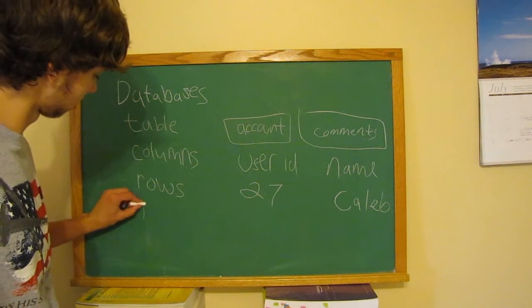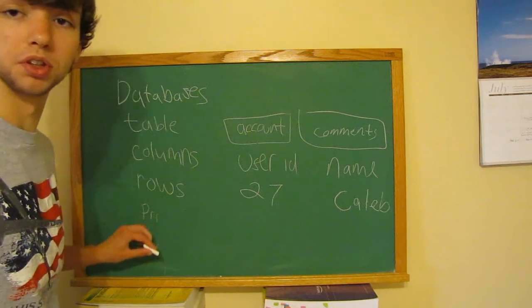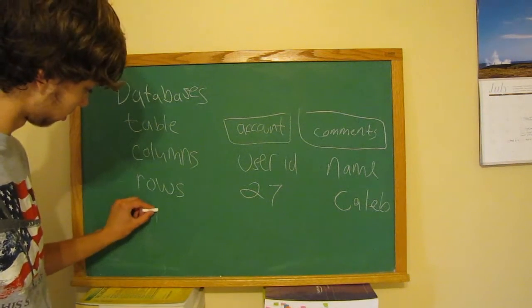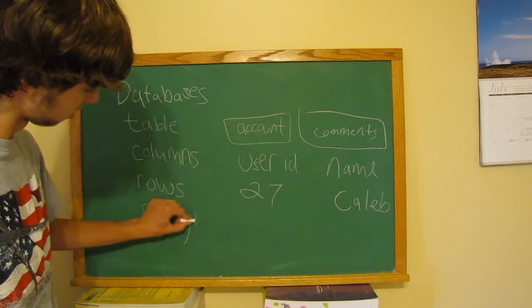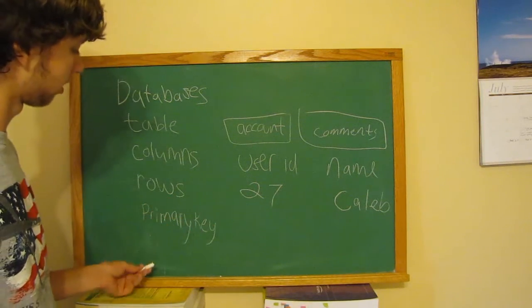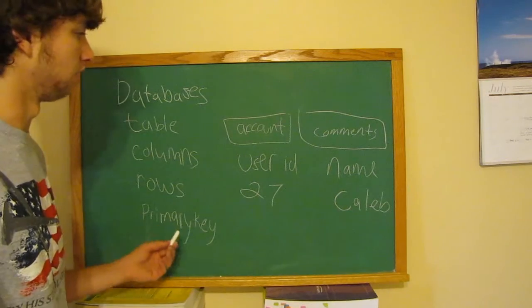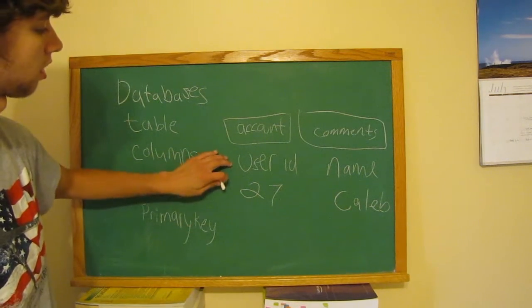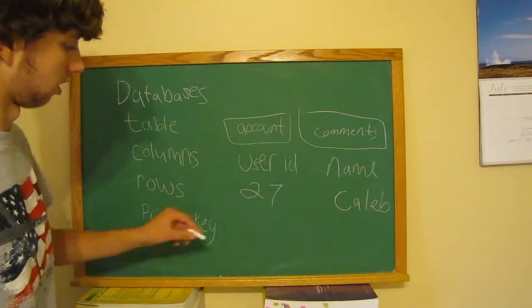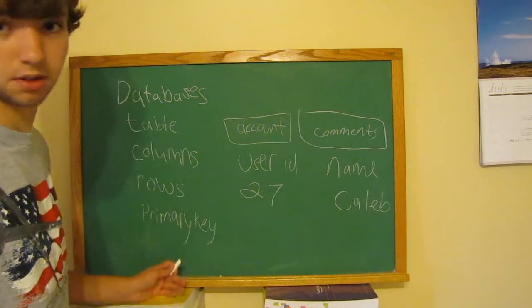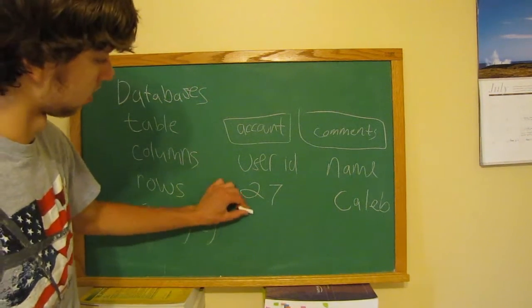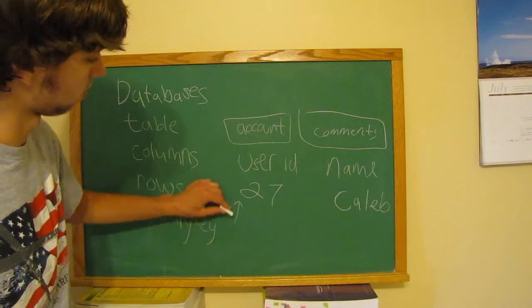Primary key. Do you remember what this was? It's very important. Primary key is what keeps everything unique. So the user ID would be a great primary key. I don't need to write anything, that's basically what it is. It just keeps it unique. So yeah, these would both be primary keys.